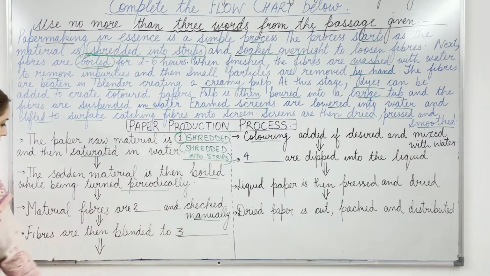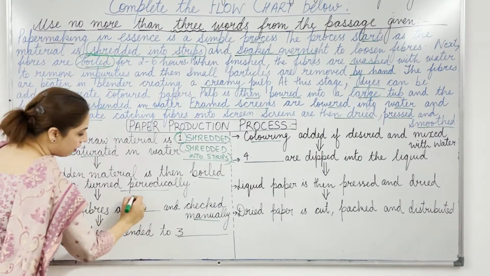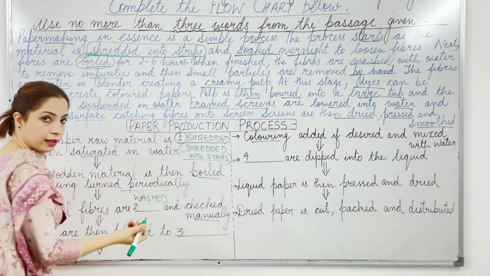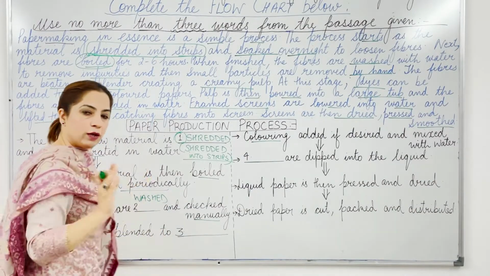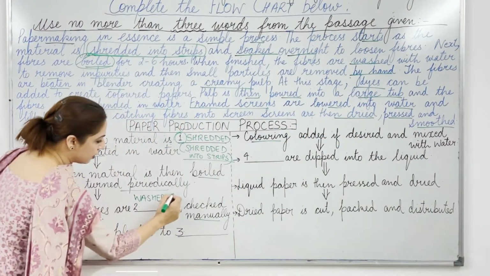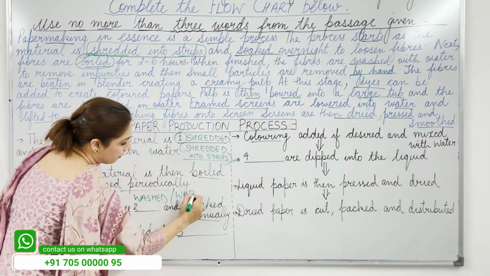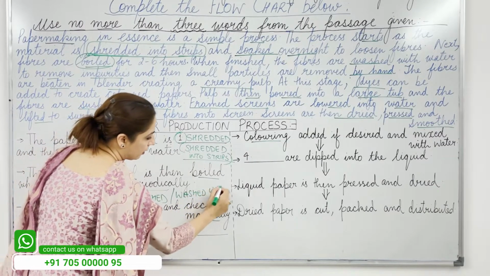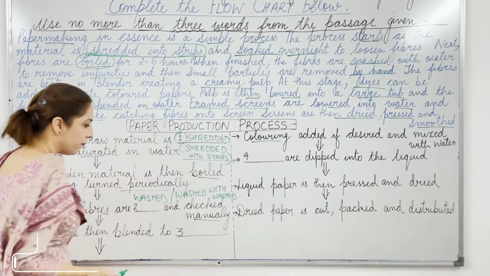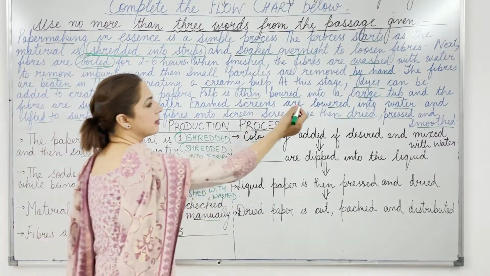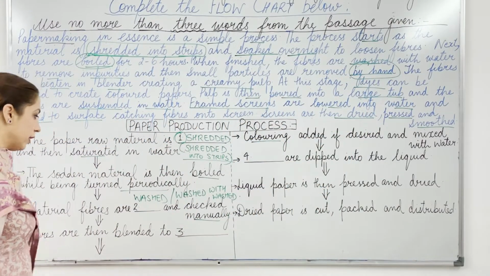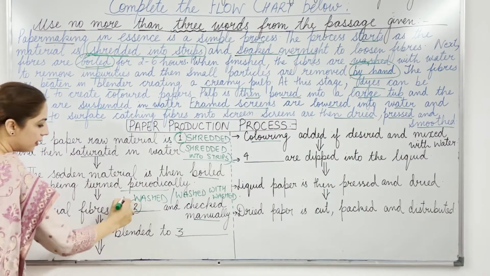So the answer here is material fibers are washed. Again, you can either write washed, simply they are washed, but here it is mentioned washed with water. You can also write the answer washed with water. This is not more than 3 words. And checked manually, here it is given removed by hand. Impurities are removed by hand. So the second one is complete.